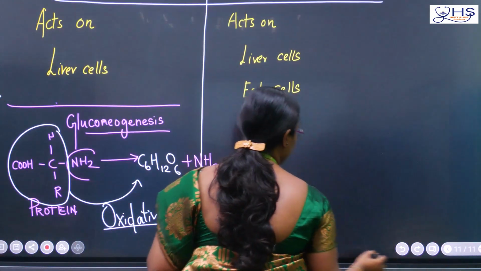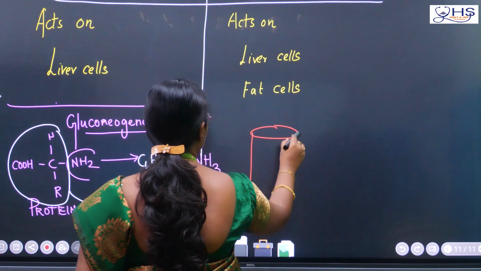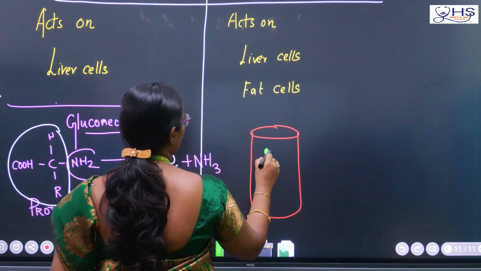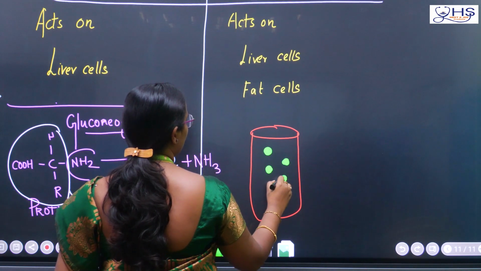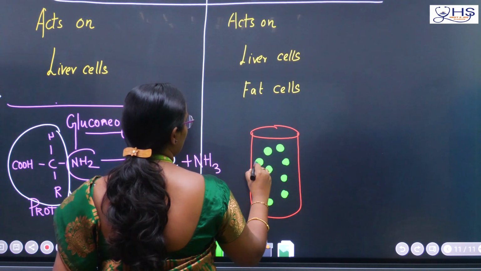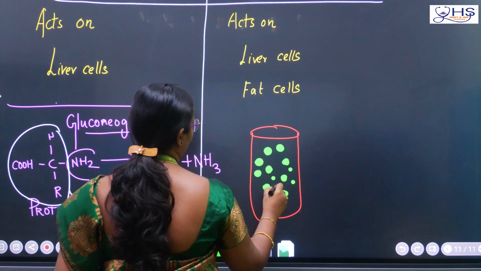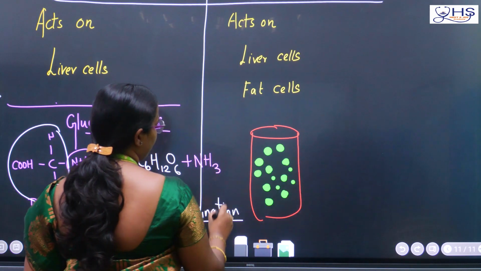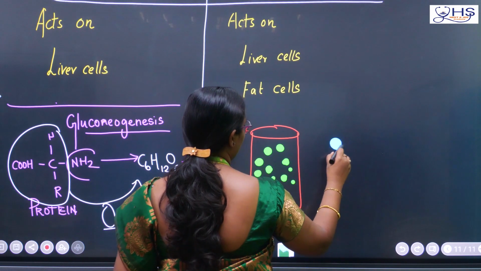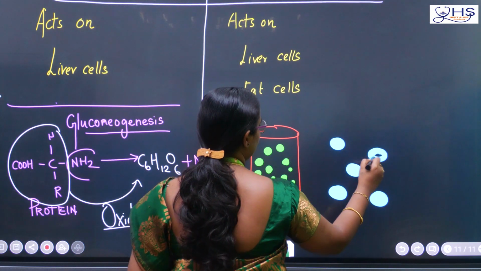If you are not understanding, I am showing one diagram. See, listen. So, this is the bloodstream. For glucose, I am taking some green color. Okay. This is glucose. Suppose here I am drawing some cells. These are cells.